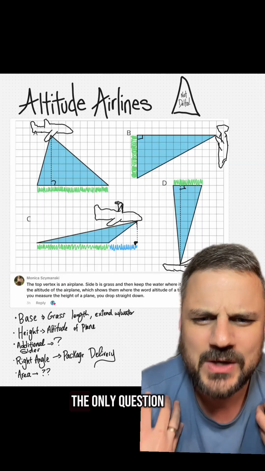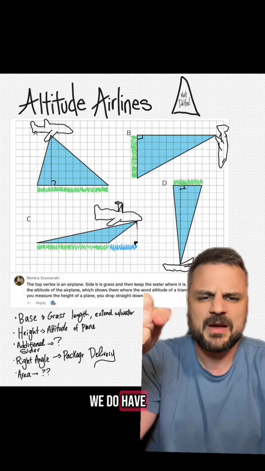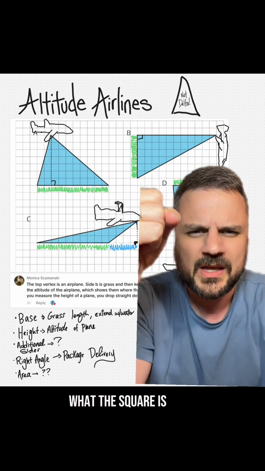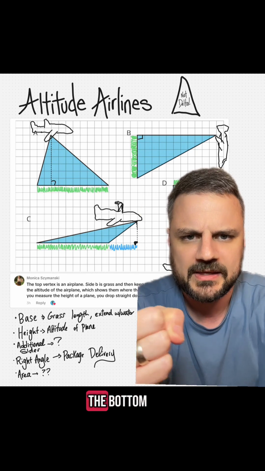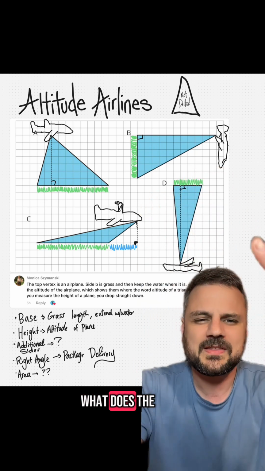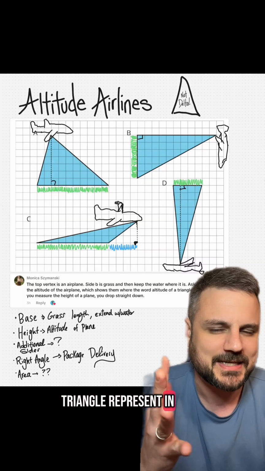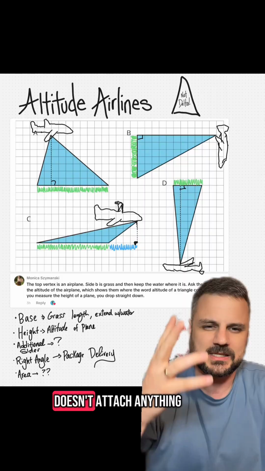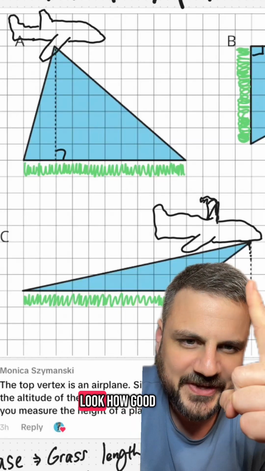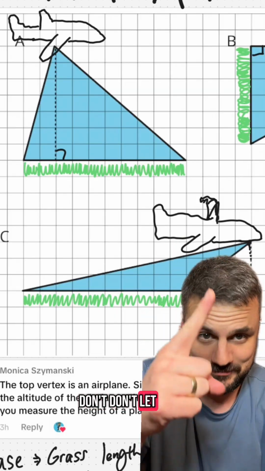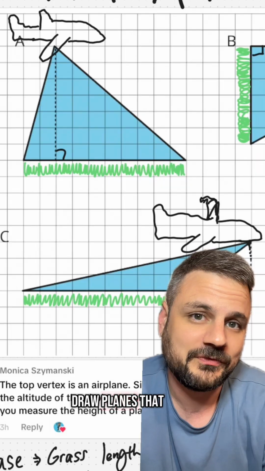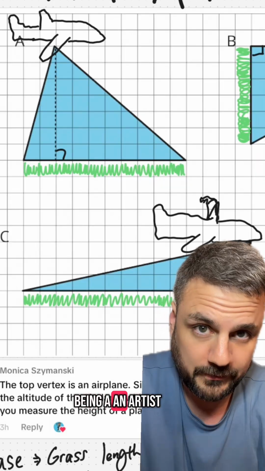Now here, the only question I have, again, we do have a representation for what the square is. That is a package that could be dropped from the plane, and it could be landing at the bottom. My only question is here, what does the area of that triangle represent in this story? It kind of doesn't attach anything to the story. Look how good I am at drawing planes. Don't let your inability to draw planes that look like planes stop you from being an artist.